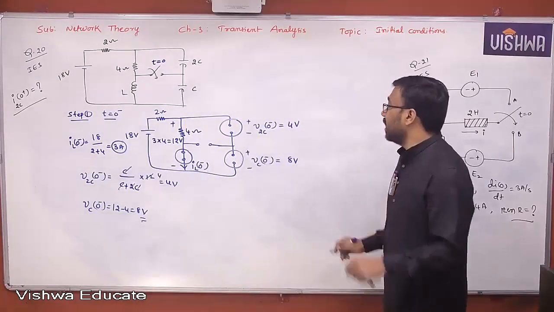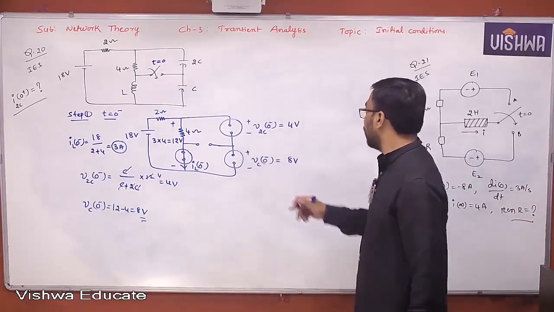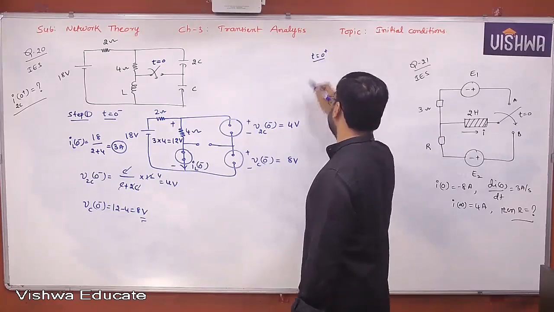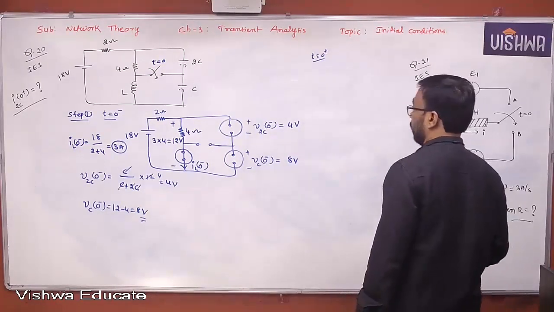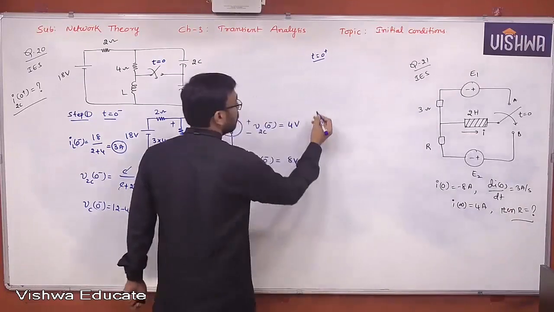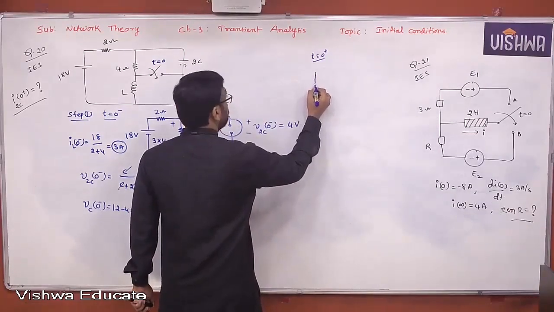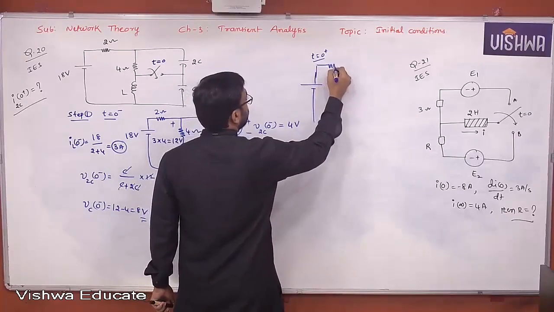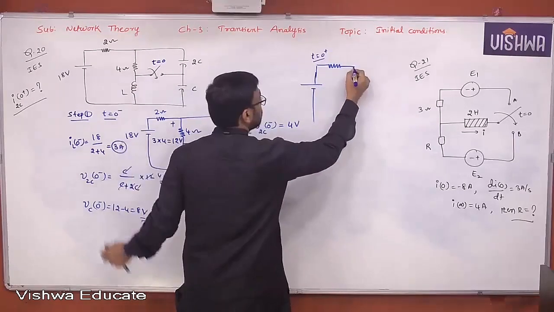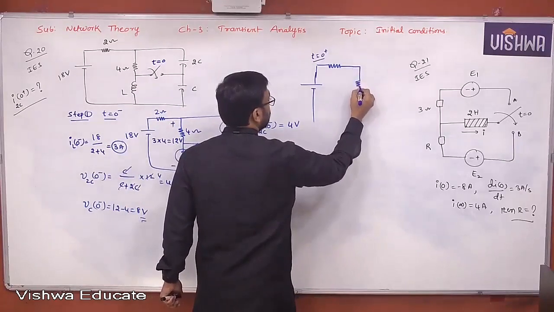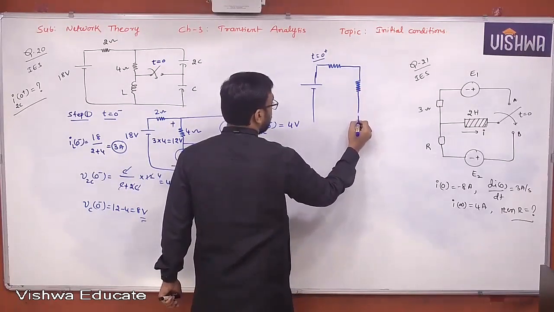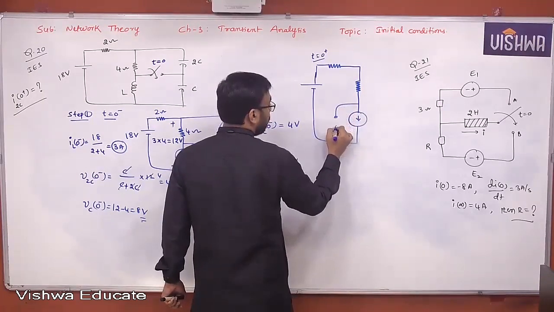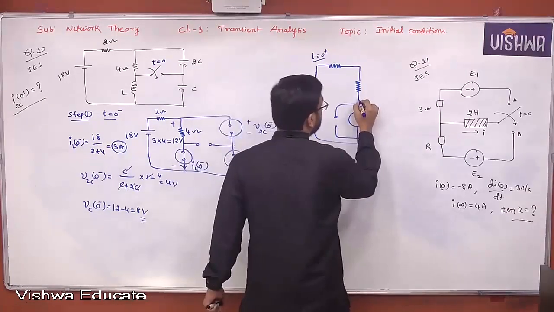Now what is he asking? He is asking what is the current flowing through this. For that you require the t equal to 0 plus equivalent. How do you construct that equivalent? Let us look at this. Okay, this is resistor. Inductor is acting like a current source. With the parallel inductor model, we have seen that equivalent. The switch is closed here.